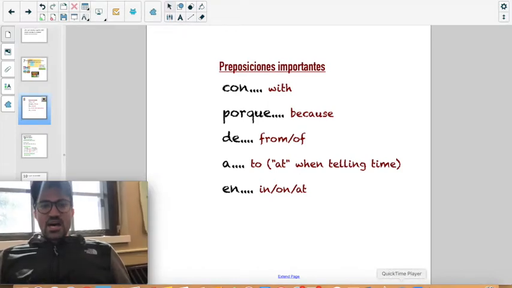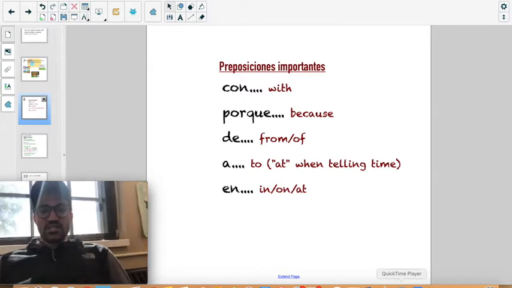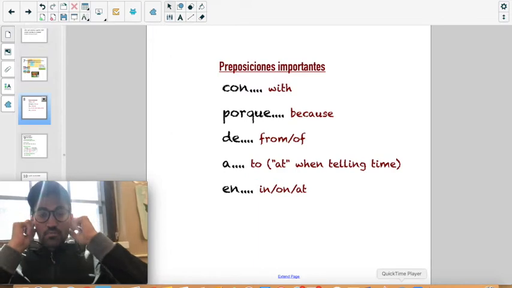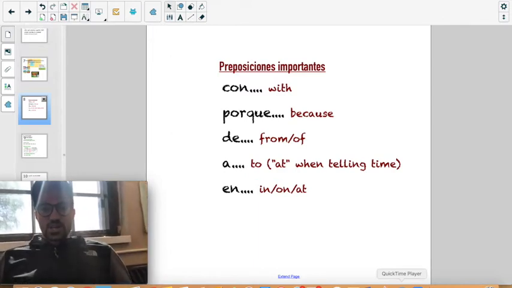Entonces, bien. Preposiciones importantes. In order to respond to open-ended questions in complete sentence form, we need to know these prepositions right here, okay? Because they are going to help us form complete sentence responses to the questions.